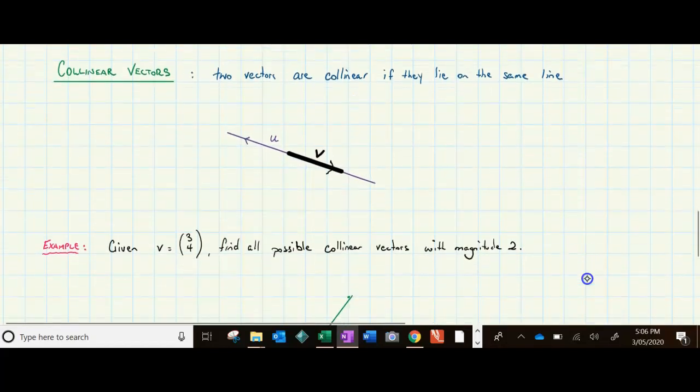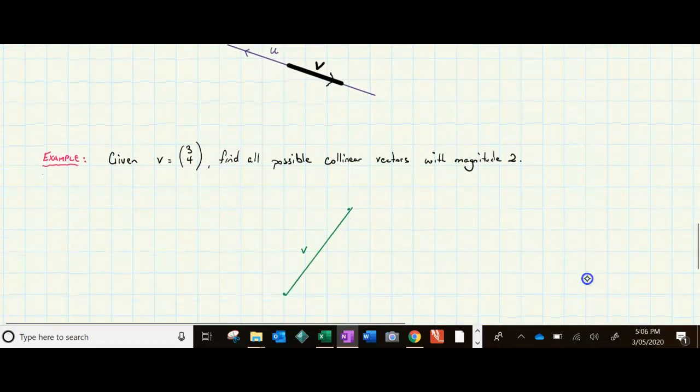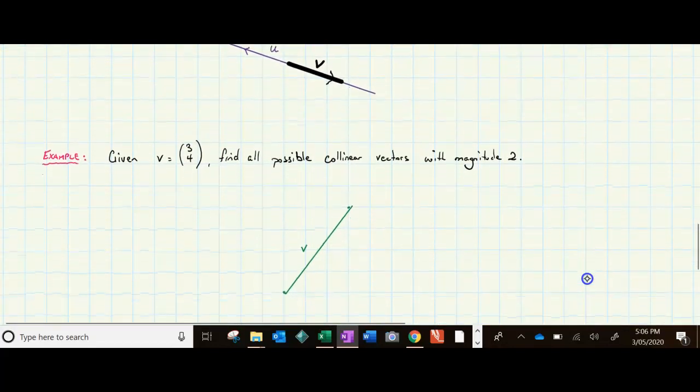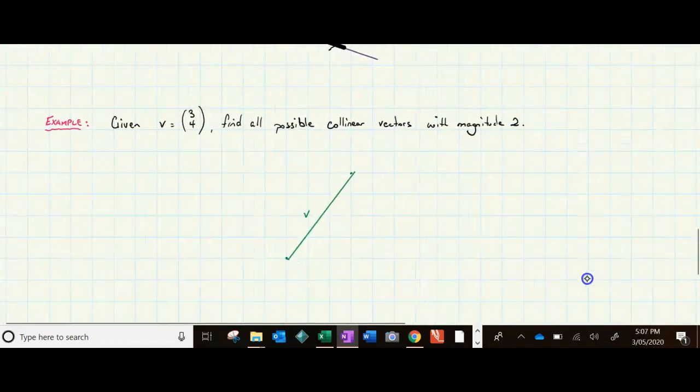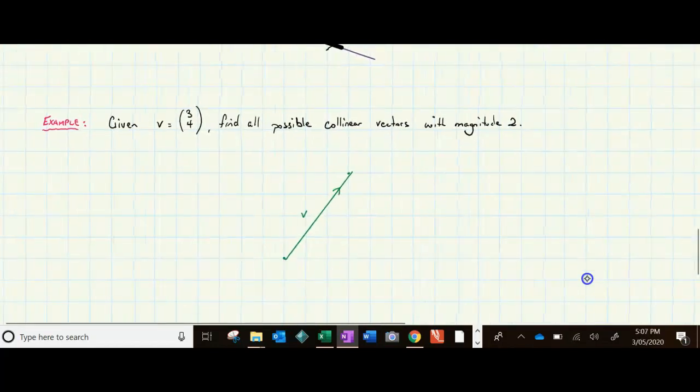So as ever, an example will help. Given v again, 3, 4, our old favorite. Find all possible collinear vectors with magnitude 2. Okay, so what are we talking about here? A magnitude 2 vector that doesn't need to go in the same direction as v, although I need to put an arrow on v so that we know which way it's going. It just needs to lie on v's line, and it needs to be 2 in length. Now we know that v itself is 5, so it needs to be 2/5 of v's length.